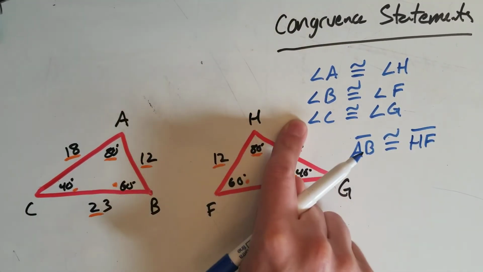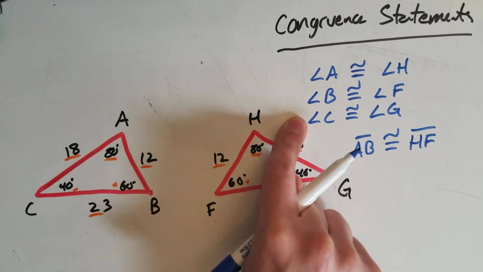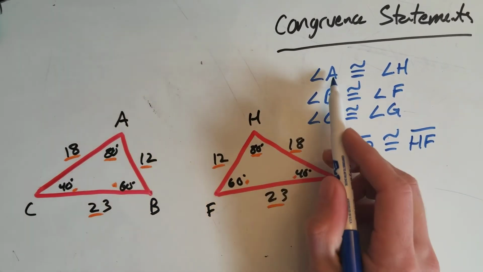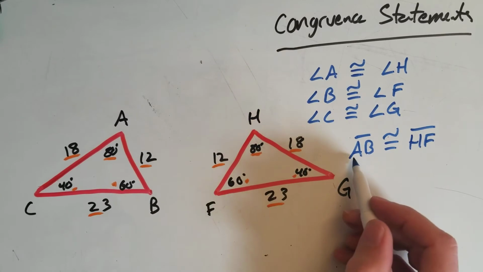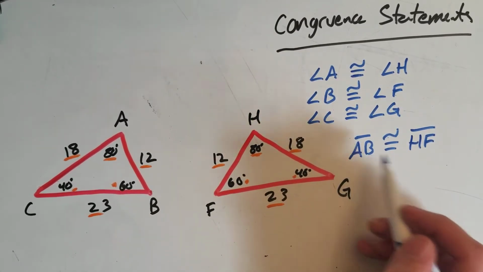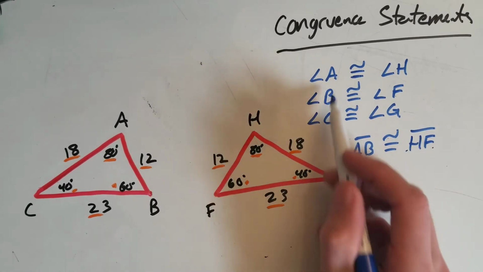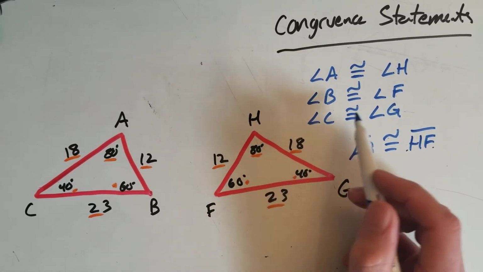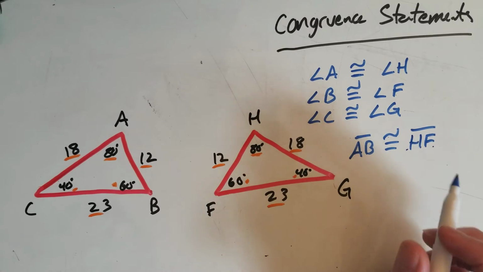And once you have the angles written, you can actually use them to write the other statements. Since A always goes with H, wherever you wrote an A here, you're going to put an H. B goes with F. So since you had AB, it would be HF. So once you have the angles down, the rest of it's a little bit easier.